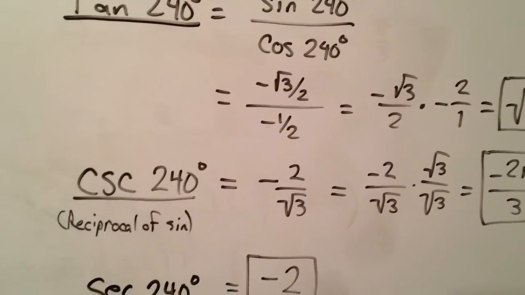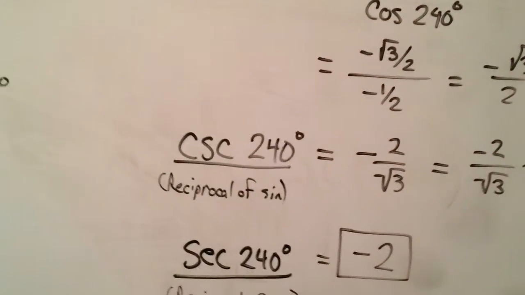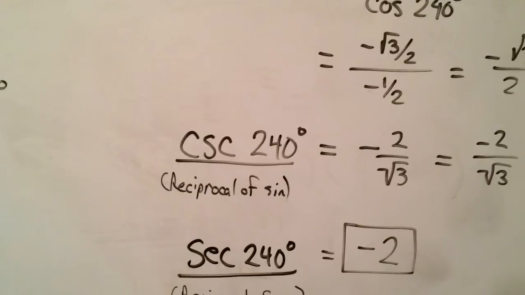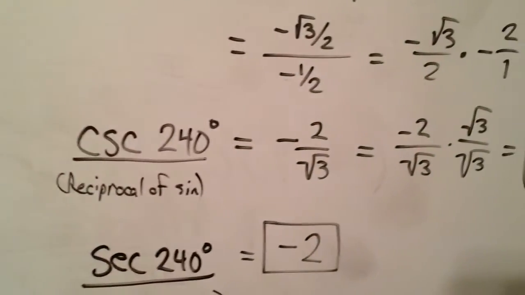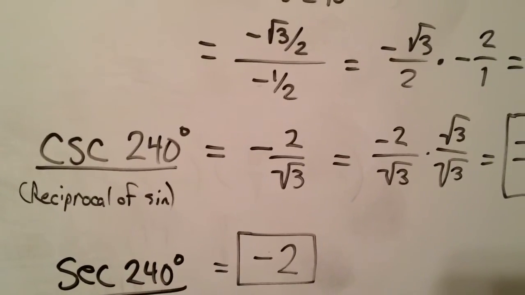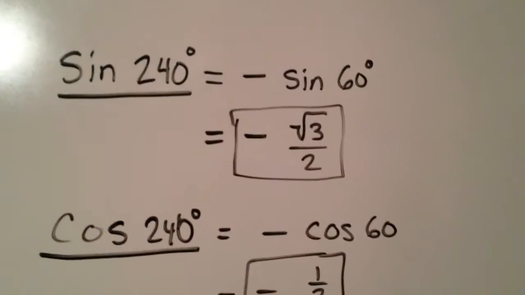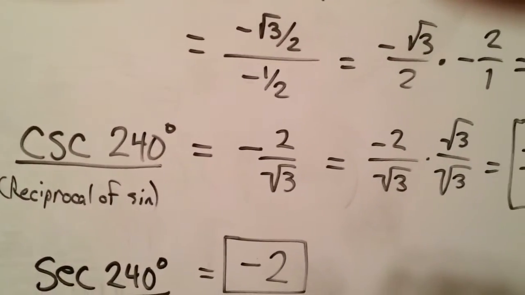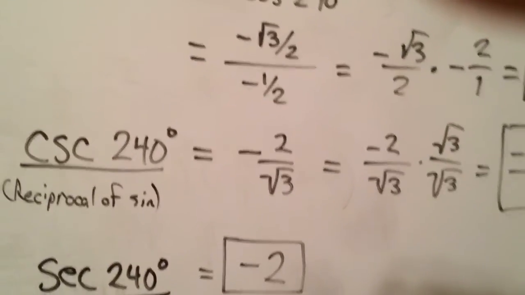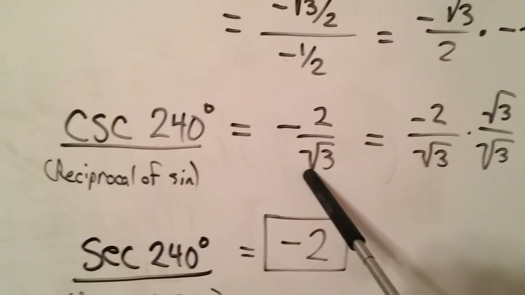The remaining 3 trig functions are simply the reciprocals of the first 3. Cosecant is the reciprocal of sine. The cosecant of 240 degrees, therefore, would be negative 2 over the square root of 3, the reciprocal of our answer from sine of 240. And as the former governor of California would say, we don't like square roots in the bottoms of our fractions. We must rationalize our denominator.